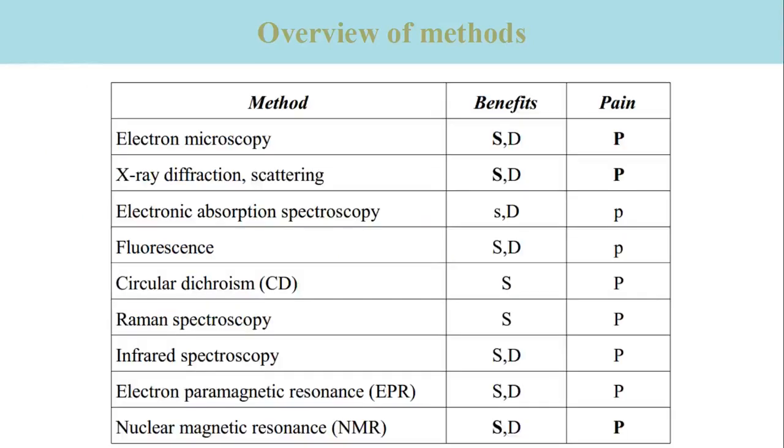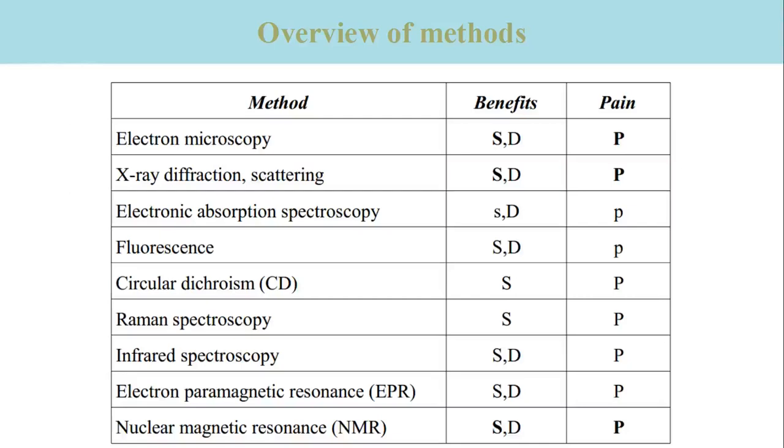What follows now is a very personal judgment of the different methods regarding their benefits and the pain imposed on the researcher. The pain factor is a measure of the effort needed and of the availability and costs of the equipment. There are three grades indicated by small letters, large letters, and large bold letters. S stands for information on structure, D for information on the dynamics of the system, and P for the pain.